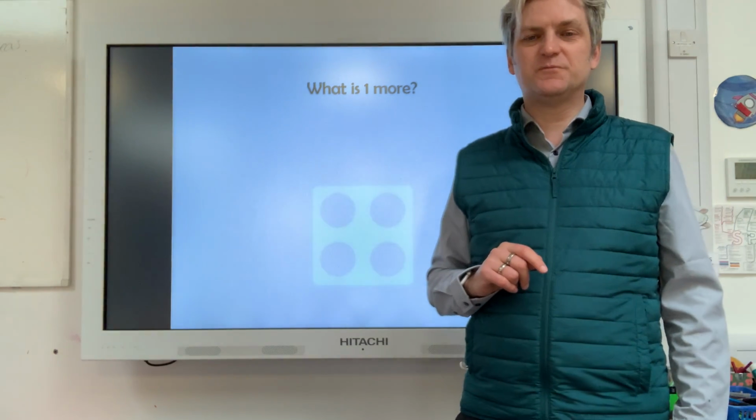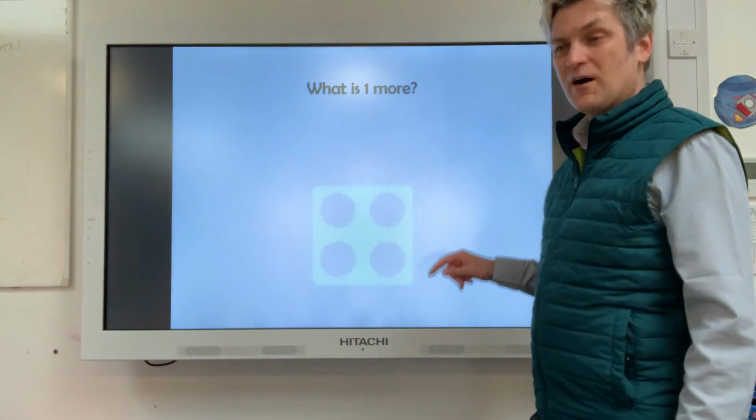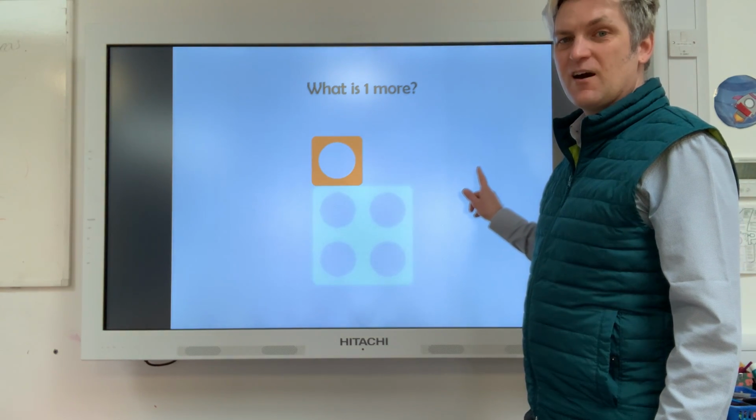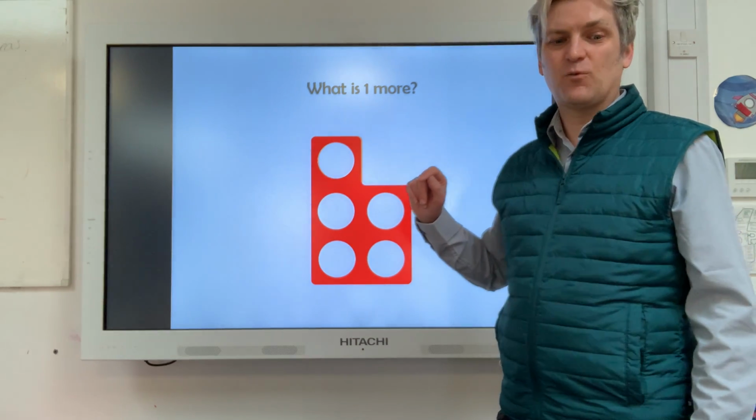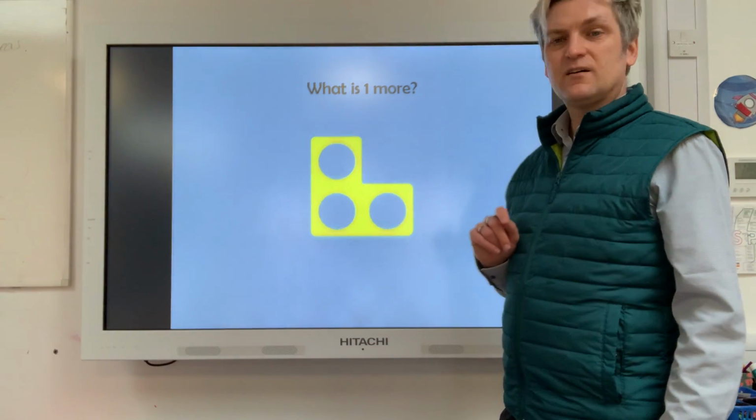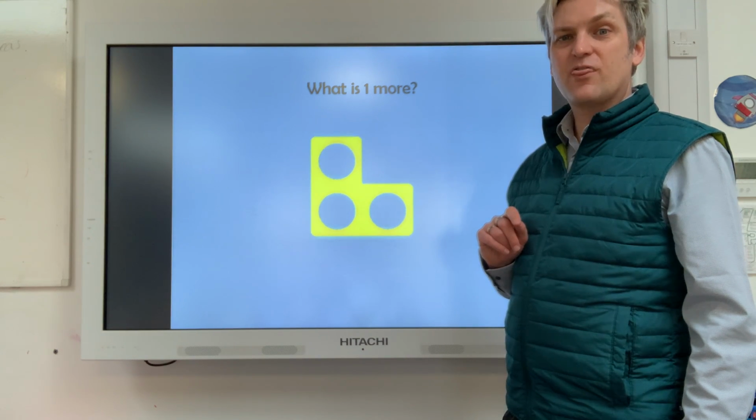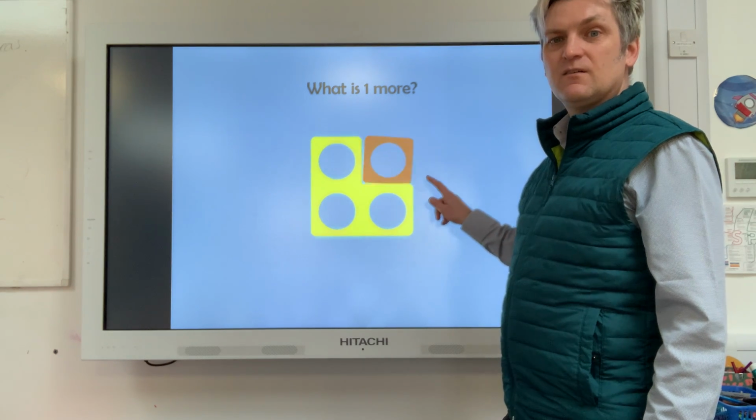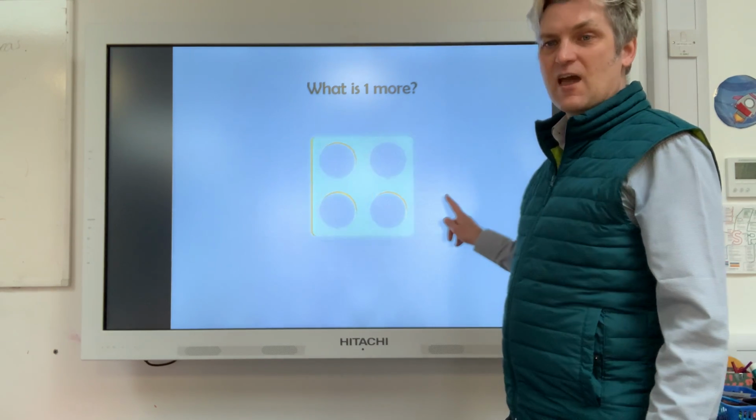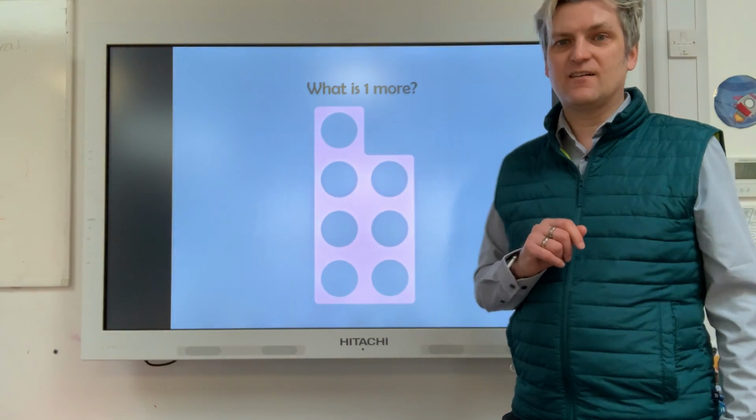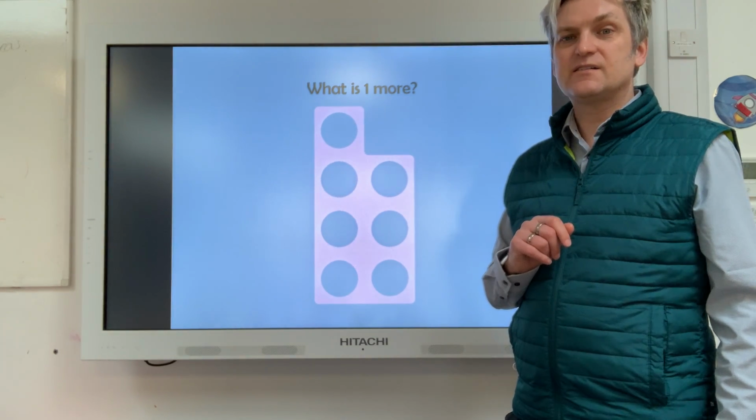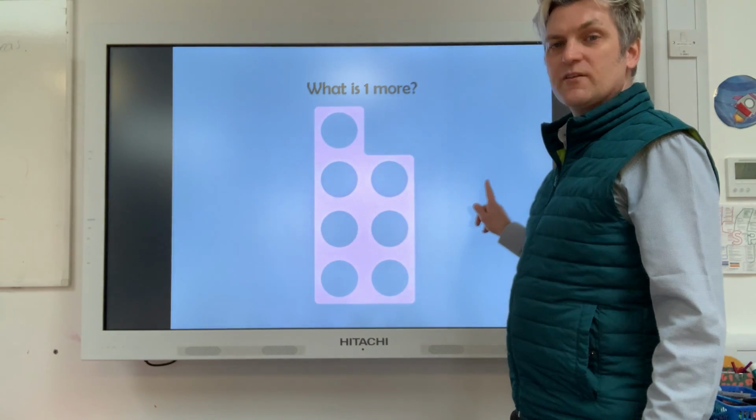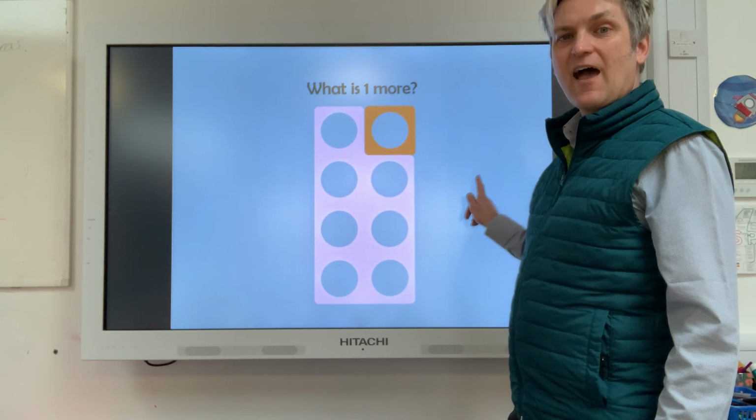Right. This is the number what? It's a 4. Well done. And 1 more than 4 is... There we are. It's the 5. Well done. Here we are. This is the number 3. Well done. So 1 more than 3 is 4. Okay, there we are. Oh, we've got another one here. This is the number 7. 2, 3, 4, 5, 6, 7. And 1 more than 7 is 8.